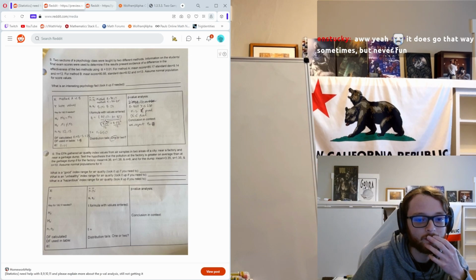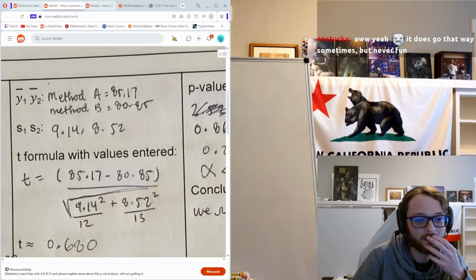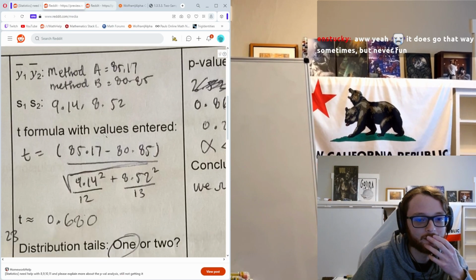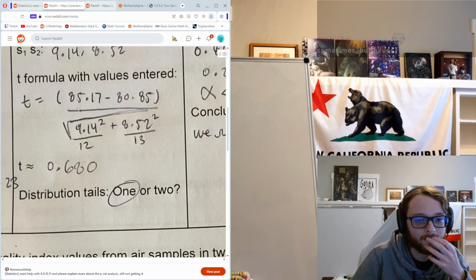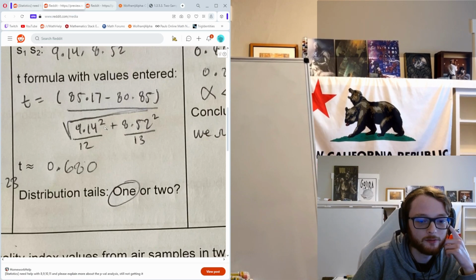Okay, so in the meantime, let's look at their... I'm just gonna trust them on that Y1 bar, Y2 bar things. It's kind of weird for me to put it like that, but let's see. The formula for the t-score does assume the population variances are equal. I guess we're just going with that. You get 0.68, distribution tails.